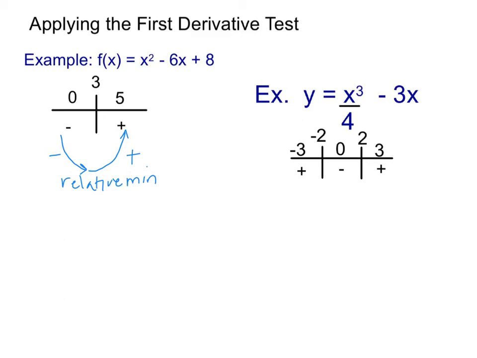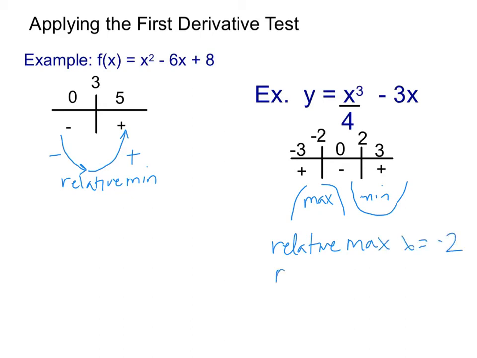All right, so here, this is increasing to decreasing, right? And this is decreasing to increasing. So we have a max here, and we have a min here. So we have a relative max at x equals -2, and we have a relative min at x equals 2. And that's the first derivative test, and it actually is kind of intuitive. So I'm hoping that you'll see how easy this is.